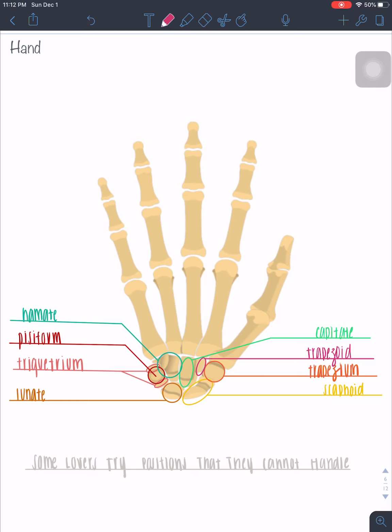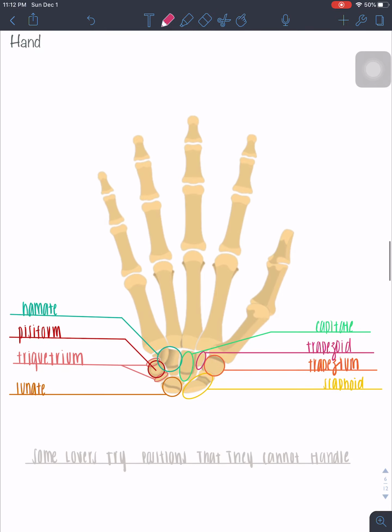Those are the bones for the hand. Well, they're better known as carpals.